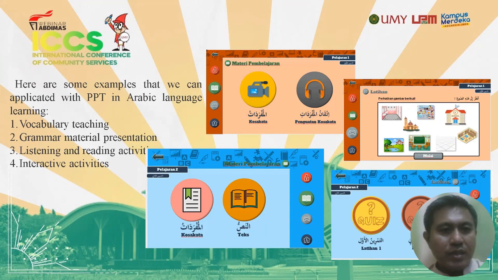Here are some examples that we can apply with PowerPoint in Arabic language learning. The first is vocabulary teaching. We can add interesting pictures within the vocabularies so that they can be easily memorized by students. Secondly is grammar material presentation. The materials of grammar we can explain through a reading text. For example, the difference between mudzakkar and muannas, or male and female words in the Arabic language. We can separate the male and female words or identify them when used in a sentence or text.